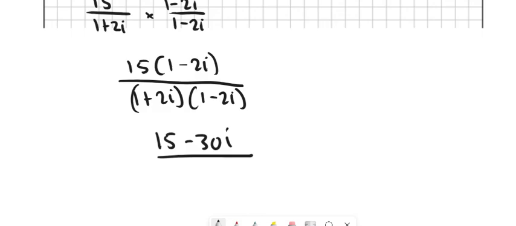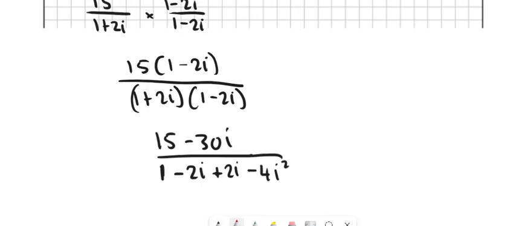So I'm going to do the 1 multiplied by the 1 first. So that gives me 1. Then I'm going to do 1 multiplied by minus 2i. So that gives me minus 2i. Then I'm going to do 2i multiplied by 1. So that gives me plus 2i. And the last part, I'm multiplying the last two parts together. So 2i multiplied by minus 2i. That gives me minus 4i squared.